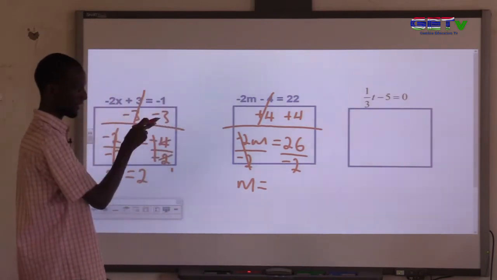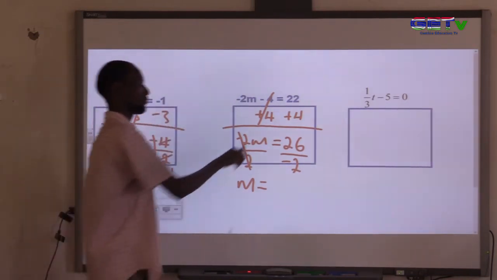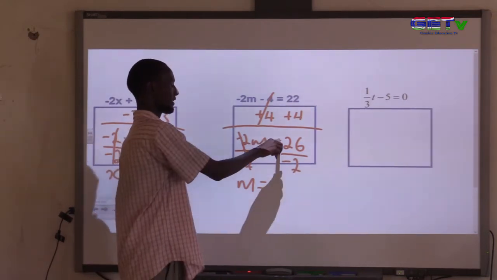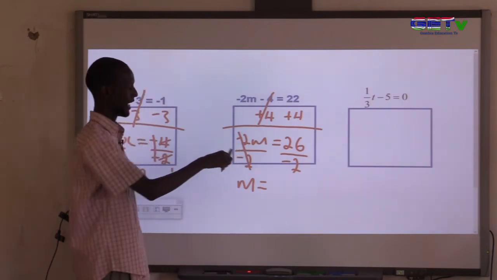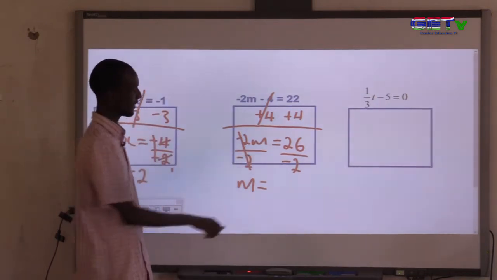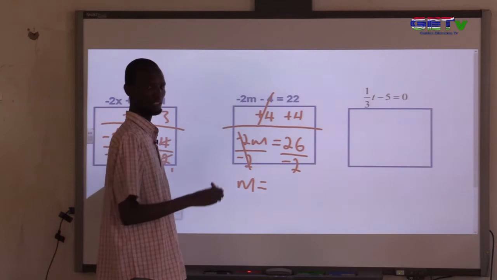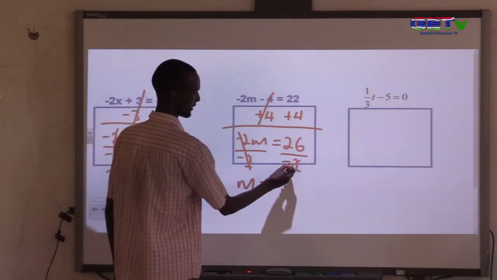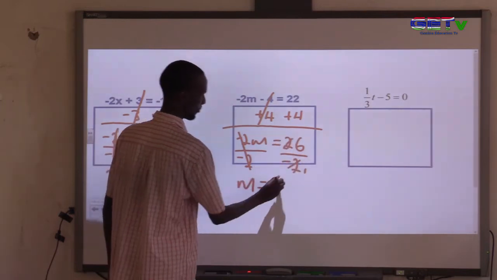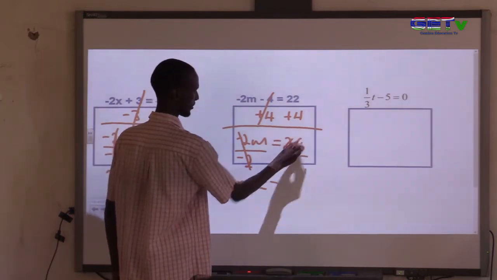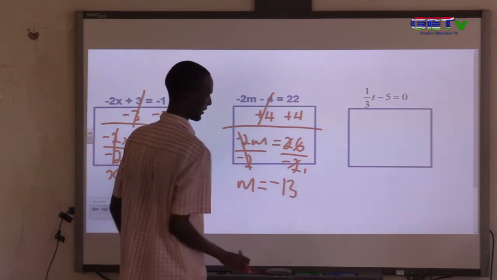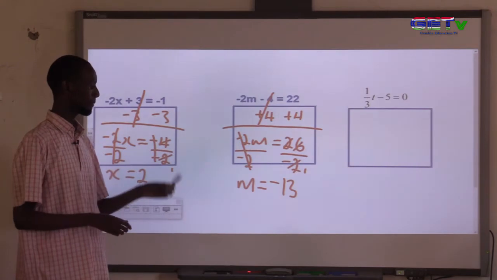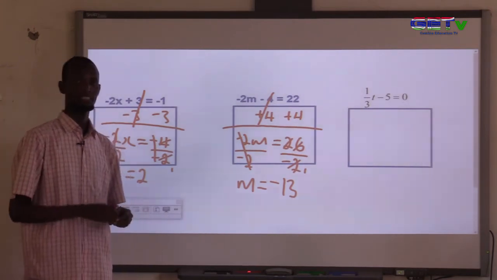Now, at the right-hand side, we have 26 divided by negative 2. The 26 is positive, and the 2 is negative. And when you divide a positive by a negative, your answer would be negative. And then 2 into itself once, 2 goes into 2 will be once as well, and then 2 goes into 6 is 3. So in the end, your solution to that question should have been m equals negative 13.